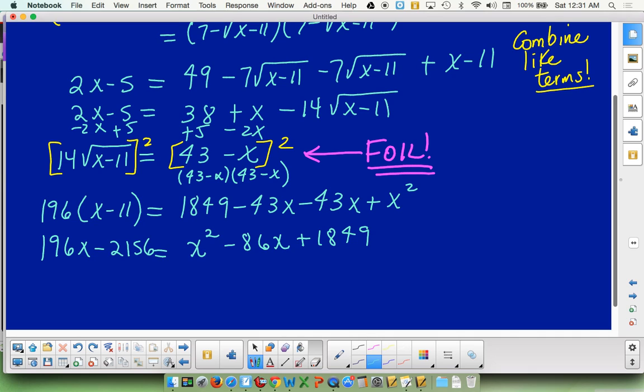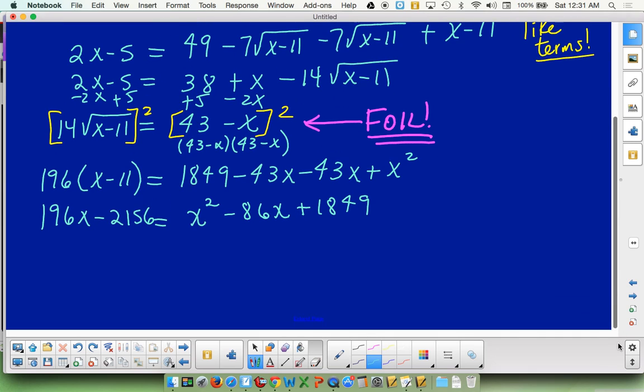Now I can proceed. It's quadratic, so we've got to get it equal to 0. It looks like I'm moving it all to the right-hand side, subtracting 196x and adding 2,156. And boy, howdy, isn't this a pleasure? So I now have negative 282x plus 4,005. Whew, that's a problem. Haven't seen a quadratic like that.